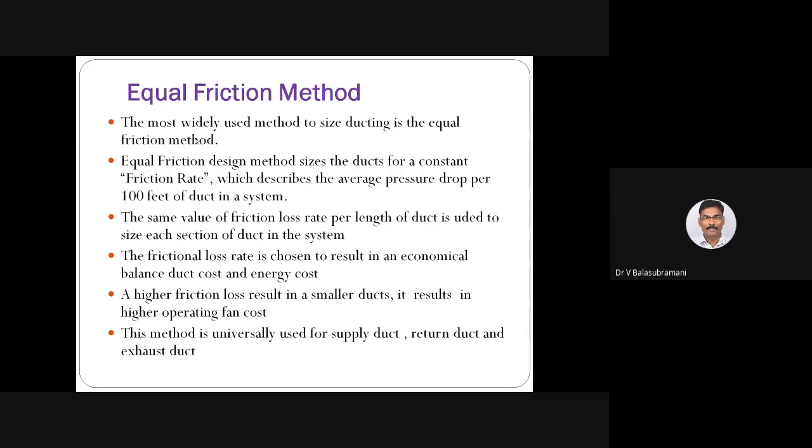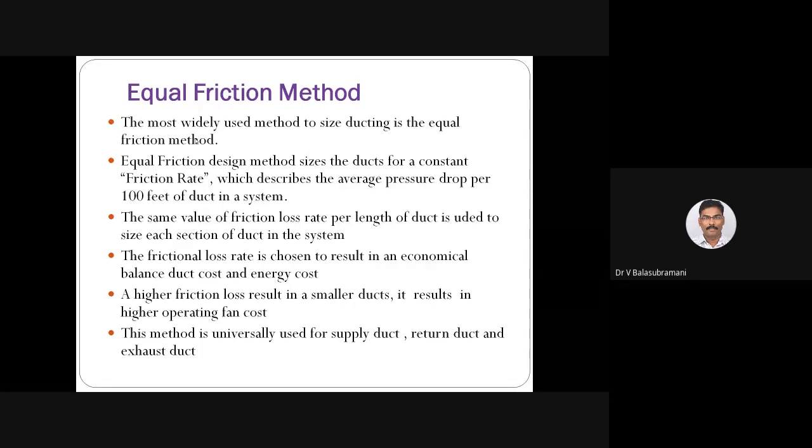Okay, first we will move to the equal friction method. The most widely used method to size ducting is the equal friction method. The equal friction design method sizes the duct for a constant friction rate, which describes the average pressure drop per 100 feet of duct in a system. I just saw one graph in the ASHRAE handbook, where the friction rate is calculated for 100 feet of duct in a system.